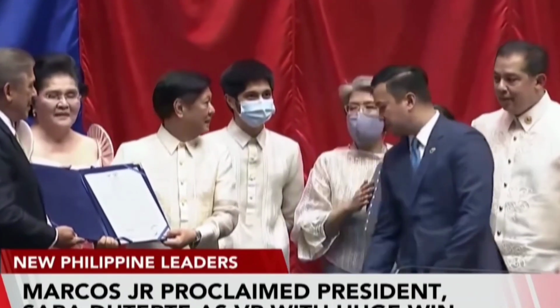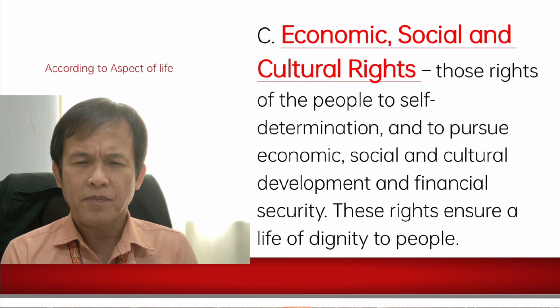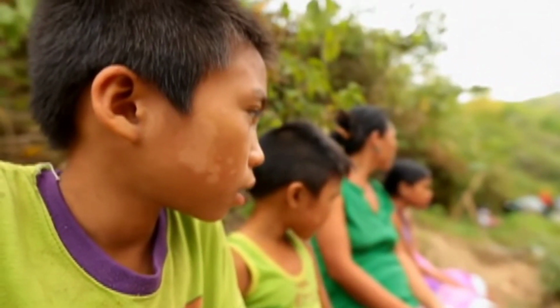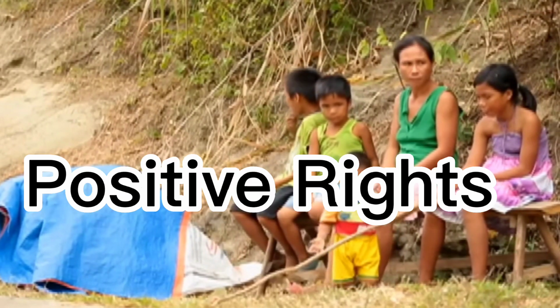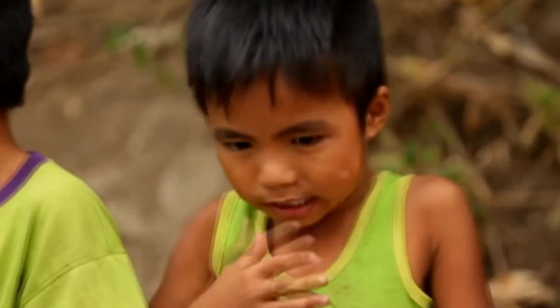Letter C. Economic, social, and cultural rights. Those are rights of the people to self-determination and to pursue economic, social, and cultural development and financial security. These rights ensure a life of dignity to people. On the other hand, they are called positive rights or programmable rights because their fulfillment depends upon the resources and political will of the state, and the state is expected to take effective measures in fulfilling them.